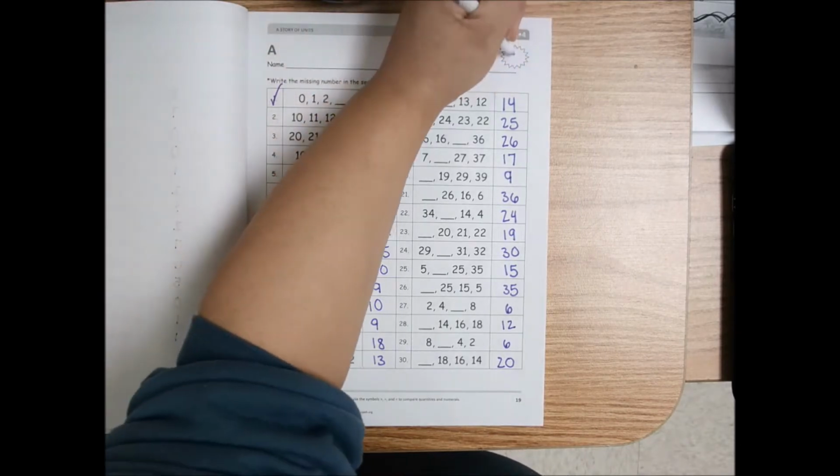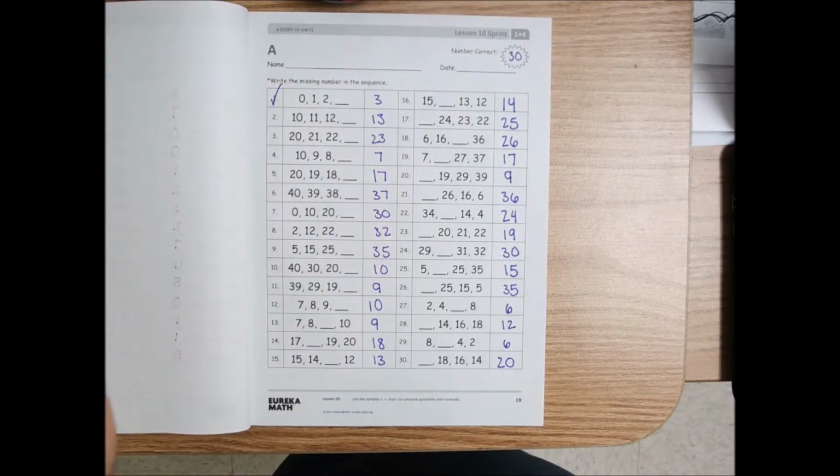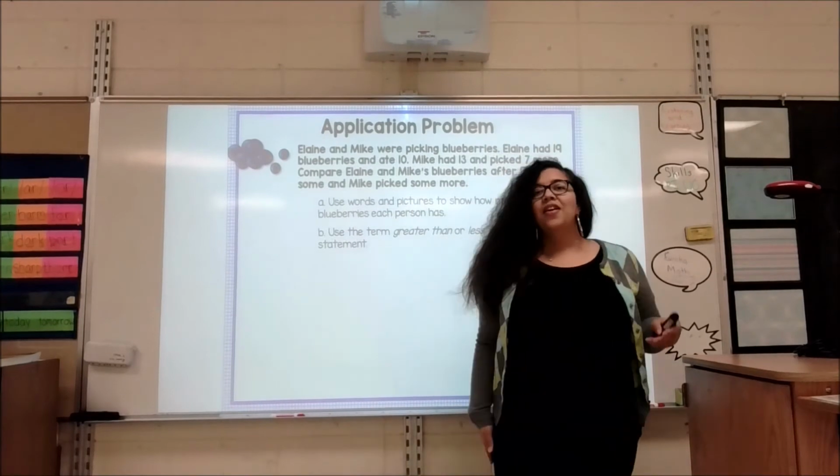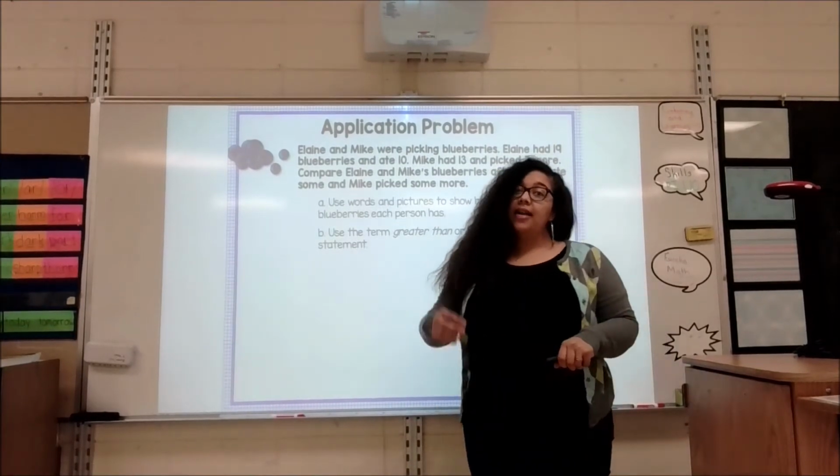Alright, so I think I got them all right, but if I got it wrong, let me know. But for now, I say my score is 30. I'd love to hear what you scored, but let's go on and continue with our lesson. Great work on that sprint. Let's go ahead and continue with our lesson.